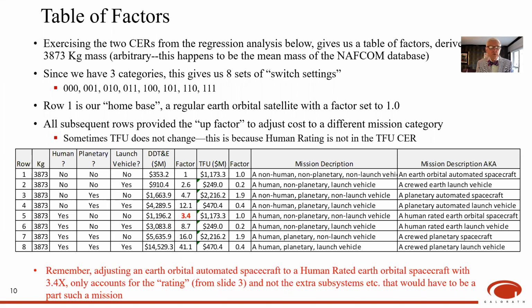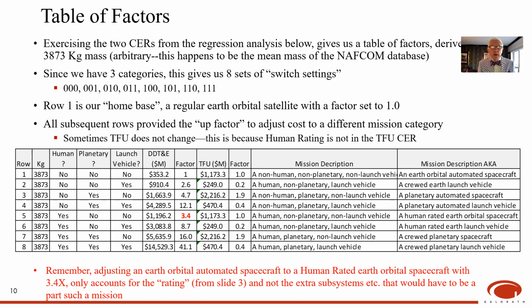So let's look at the first row of the table down there. And we see we have our categorical variables mentioned first there. I'm saying the first row is human rated, no. Is it a planetary mission? Let's set that to no. And is it a launch vehicle? Let's set that to no. So I'm really following the enumeration of factors that you see in the second bullet on this chart, 0, 0, 0, comma, 0, 0, 1, 0, 1, 0, and so on. Those are the 8 sets of possible switch combinations that you can get if you have 3 binary factors.